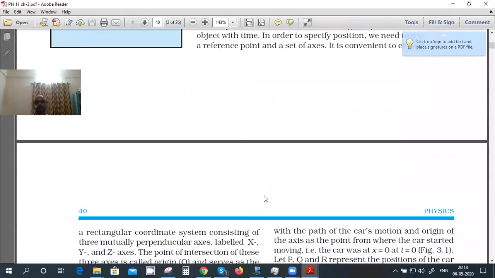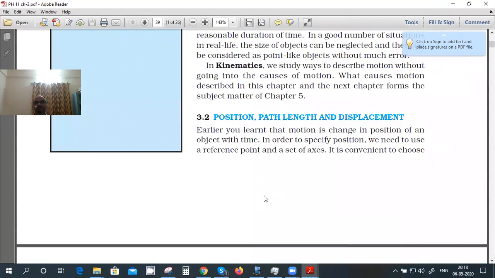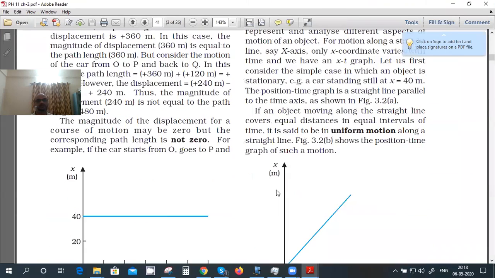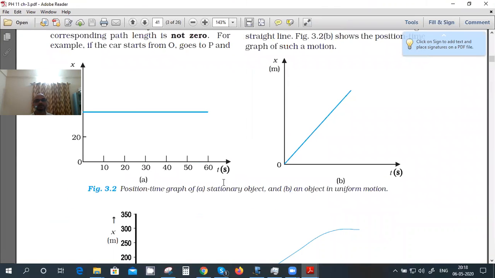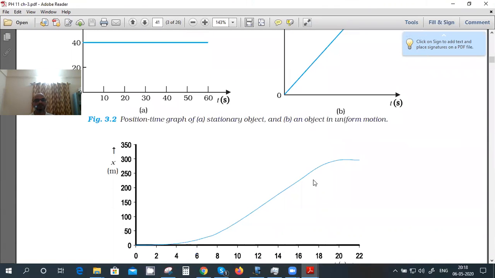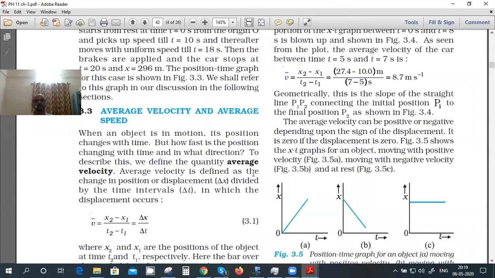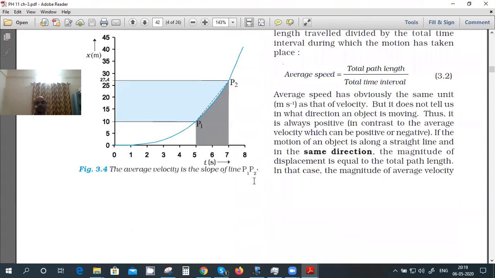So position, path length, displacement. This you know, right? This one I've been discussing. These graphs you understood. Displacement as a function of time. Average velocity, average speed. And when you take an average, the interval can be big. It can be a finite interval, delta t.